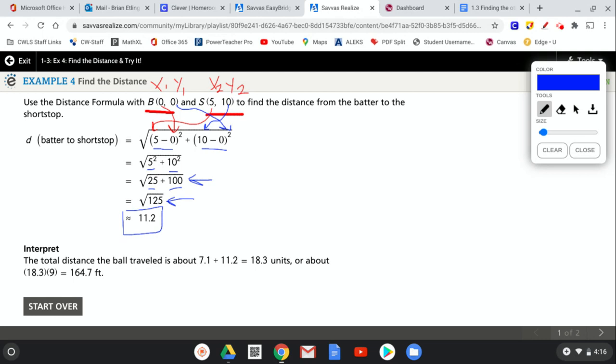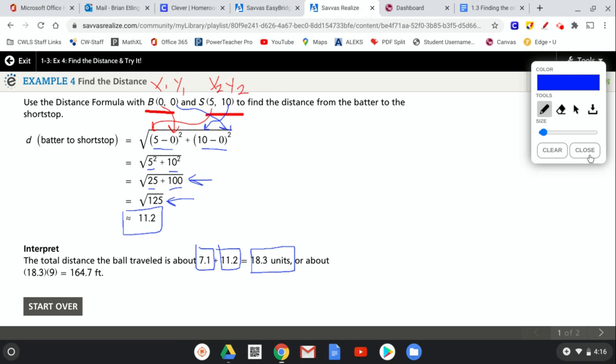So the total distance the ball traveled, we're going to add that 7.1 that we got from traveling from the pitcher to the batter, and then the 11.2 from the batter to the shortstop. That gives us a total of 18.3 units, okay?